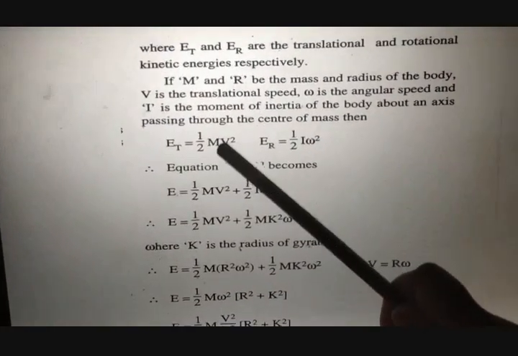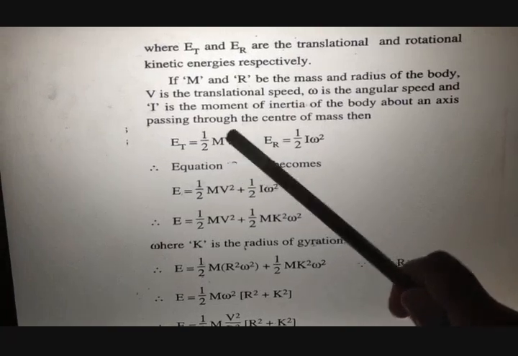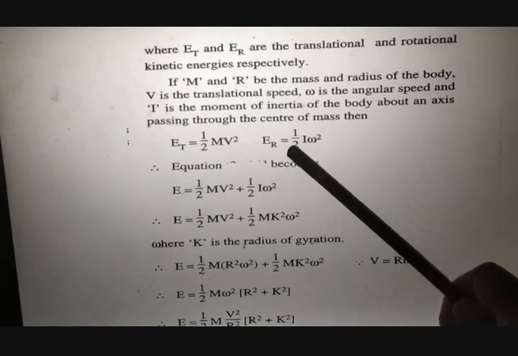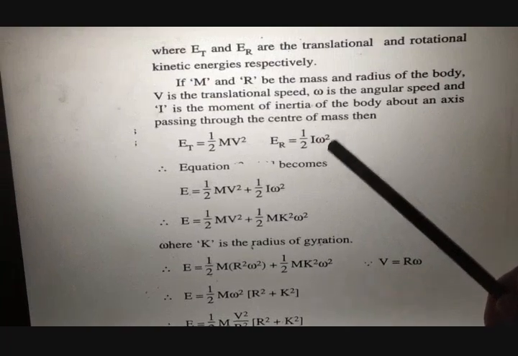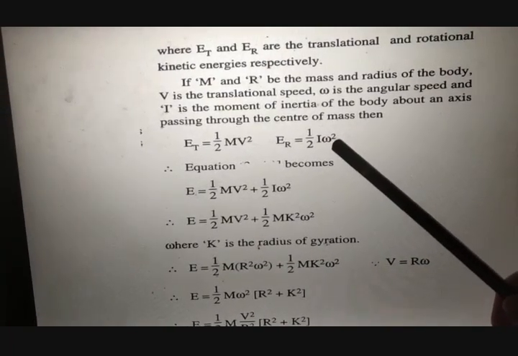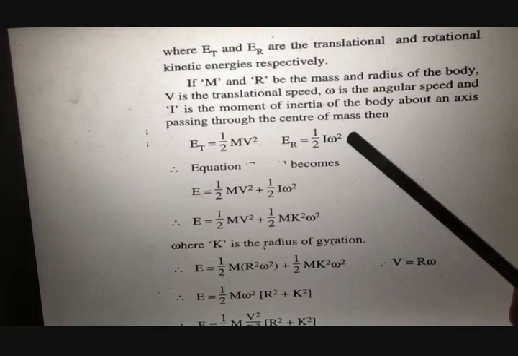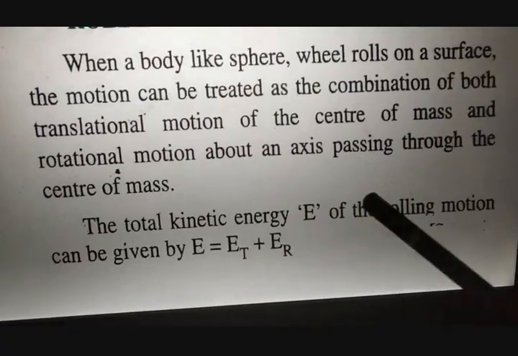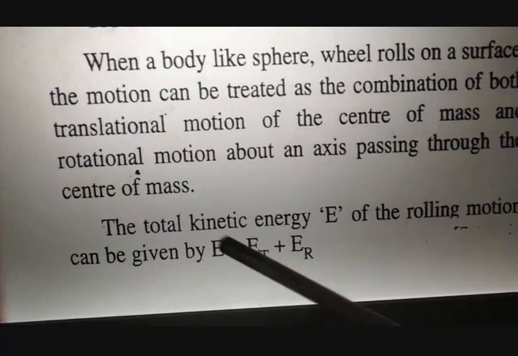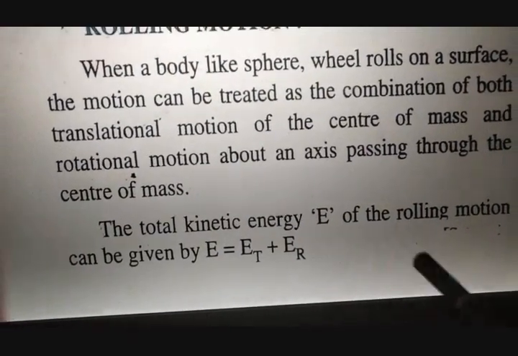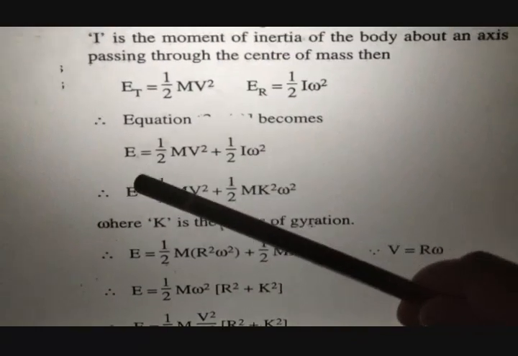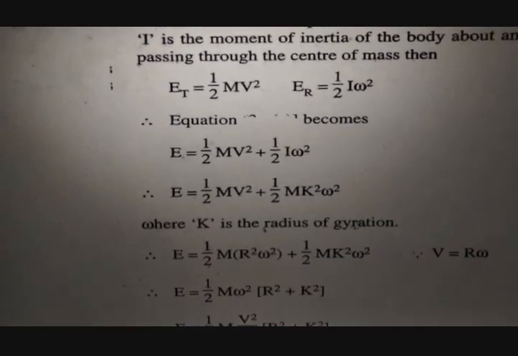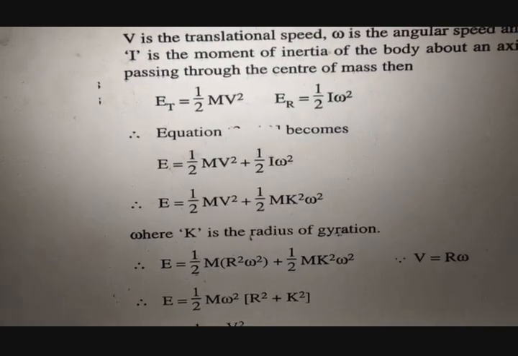Now you know translational energy is given by half mv square, and rotational energy by half I omega square. This derivation we have done in moment of inertia. Then in the equation E equals ET plus ER, you have to substitute the value of ET and the value of ER. So this equation becomes E equals, instead of ET you write half mv square, plus instead of ER you write half I omega square.